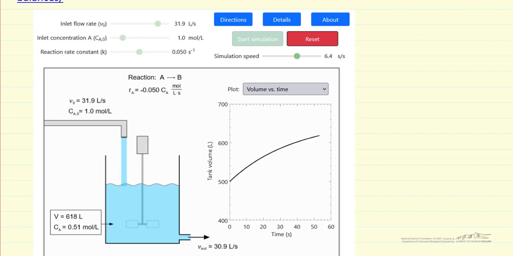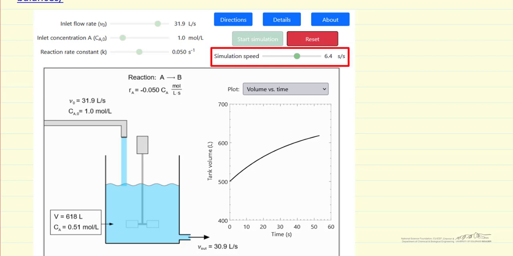And we can plot several things that we'll observe when we look at the actual simulation. The reaction rate constant can be changed, or it can be set to 0, so we can just look at a non-reactive system and see how the concentration changes. Now, as liquid flows into the tank, if the flow rate coming in is higher, of course, the tank level will rise until we reach a steady state.